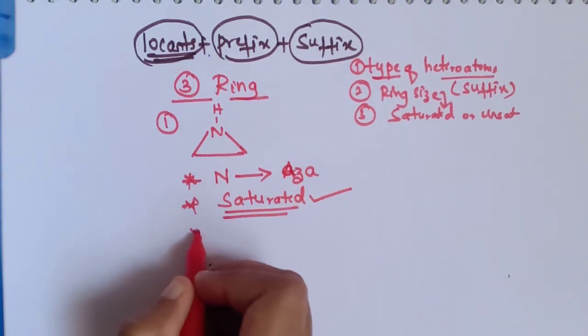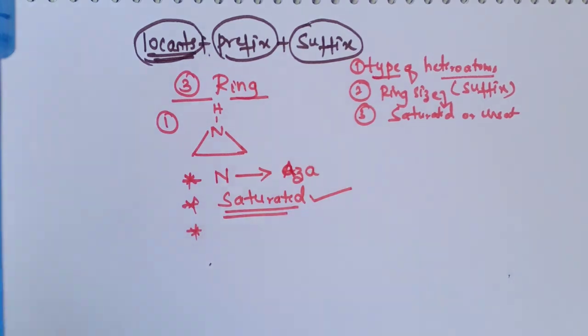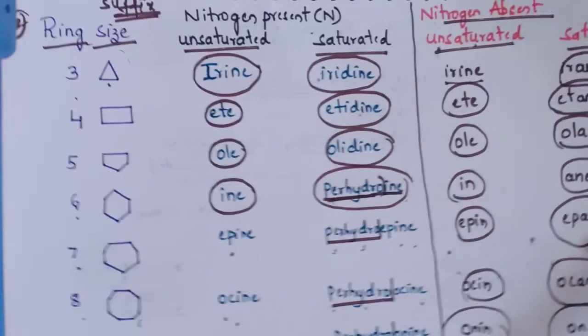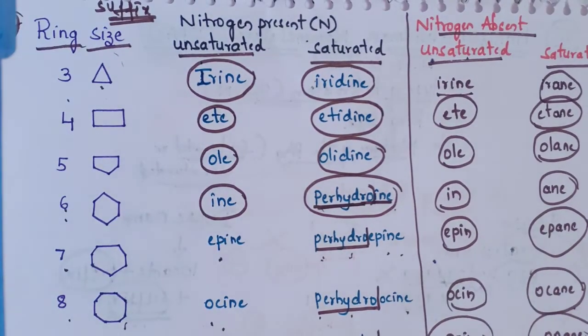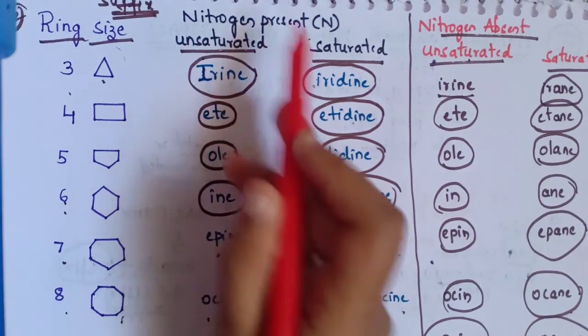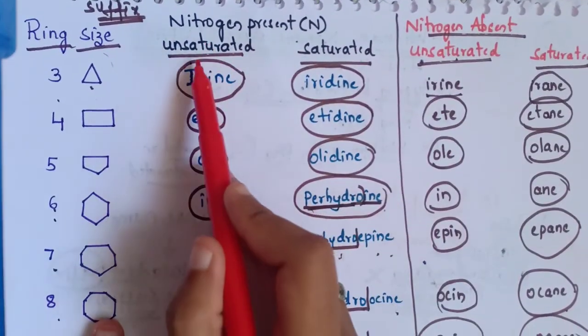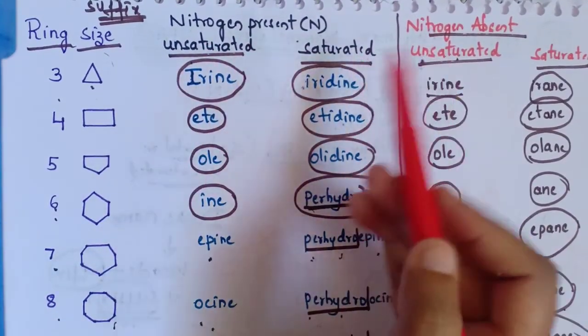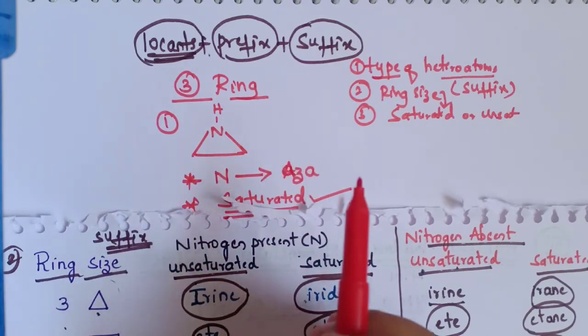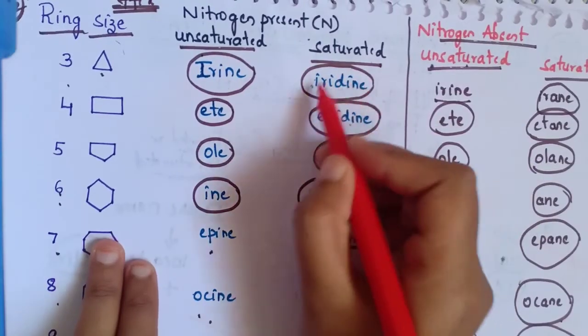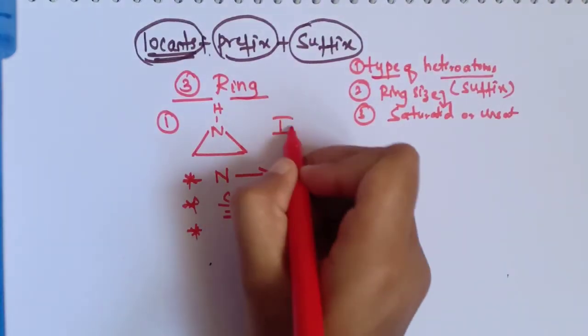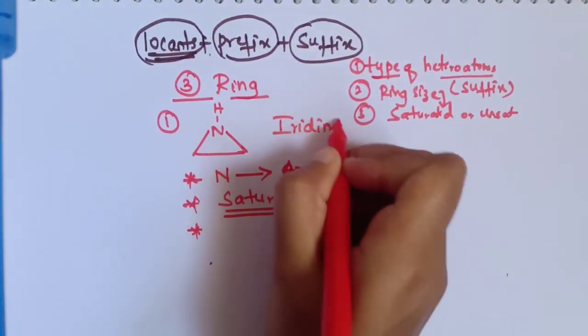And next let's check the suffix now. The suffix is checked from this table, as we have studied already. Here is the nitrogen present, yes or no? Yes, the nitrogen is present. And next, whether it is unsaturated or saturated: it is saturated. It does not have any double or triple bond, so it is iridine. Okay, the suffix here is iridine.